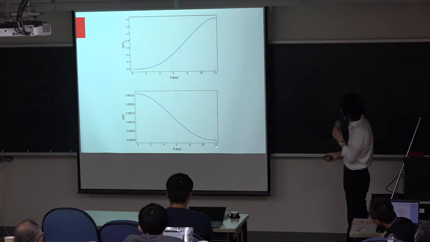So actually, this is how we determine the radius of this neutron star, because in general, if you are exactly outside of a star, then your pressure will fall to 0. So that's how we determine the radius.